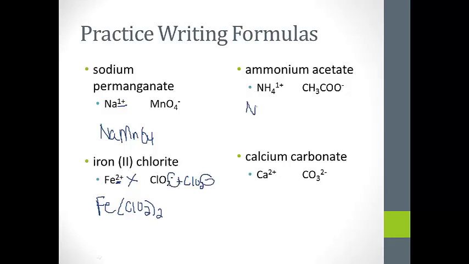Now ammonium acetate is about as ugly as it gets for us. It's a 1-to-1, so all I have to do is throw those two together. That's it. And then calcium carbonate, if I crisscross it, I would get Ca2(CO3)2. Well, those are going to reduce down to simply be CaCO3.